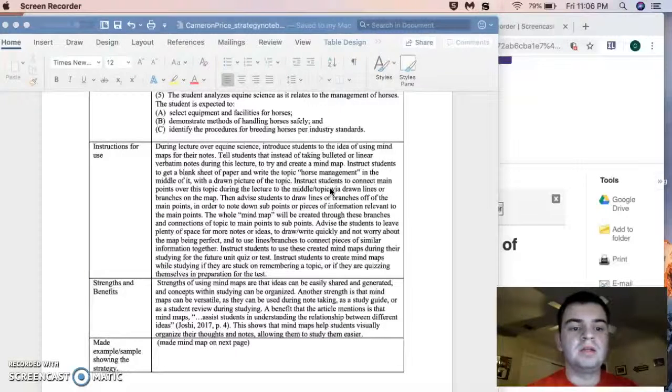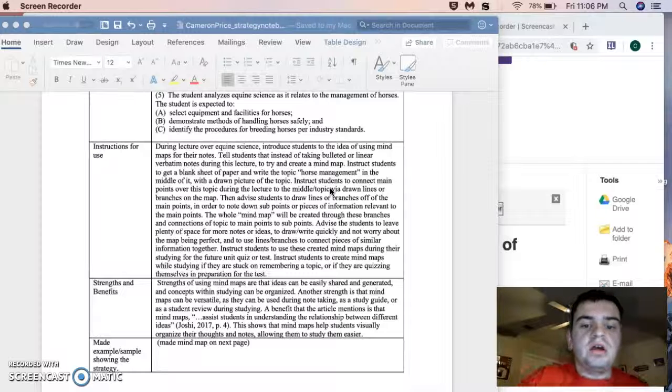And then you tell them about the mind map. They might not know what it is, but then you get into telling them about it like this. Instruct students to get a blank sheet of white printer paper and write the topic, whatever the topic is, in the middle. In this case, it's going to be horse management in the middle, and draw a circle around it. And then you can draw a picture of the topic too. That's what I saw in a bunch of my research, that the people had written the topic in the middle and then drawn a picture.